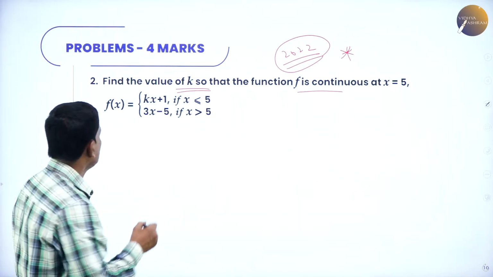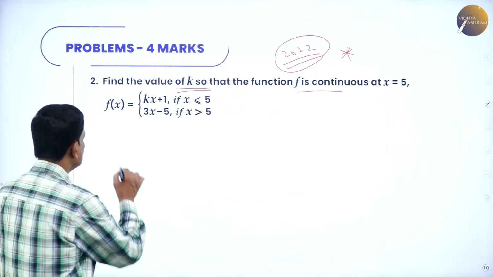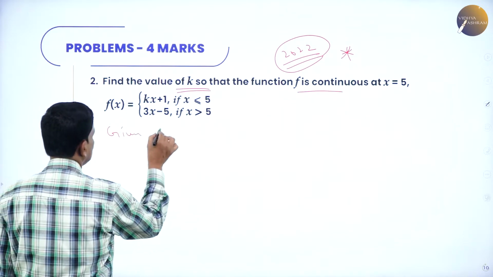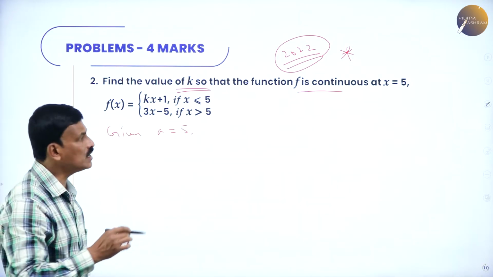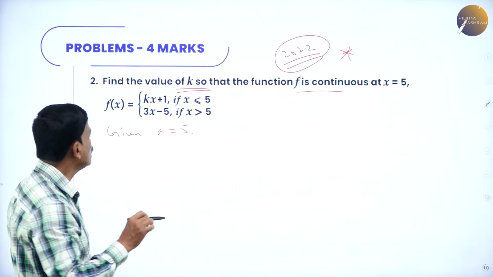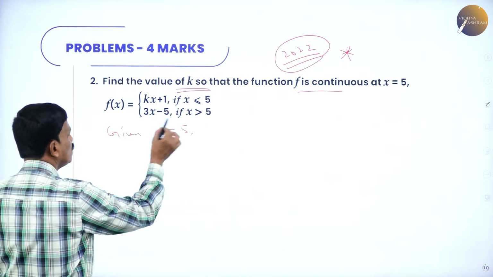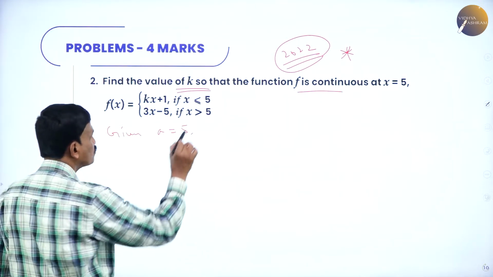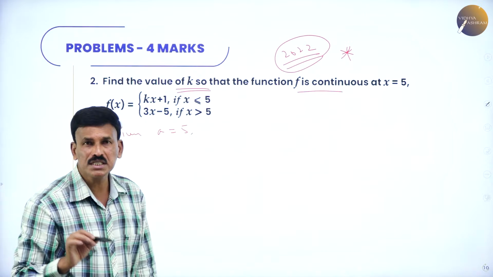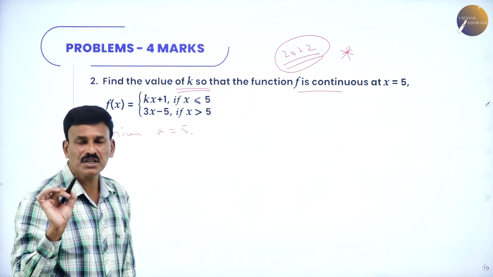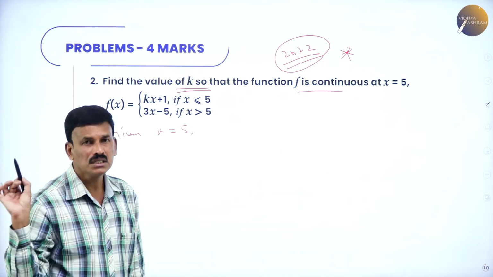Find the value of k so that the function f is continuous at x equal to 5. What is the value given? a is equal to 5. What is defined here? When x is less than 5, f of x is kx plus 1. When x is greater than 5, f of x is 3x minus 5. If x is equal to 5, it is kx plus 1. Since this is continuous, find out the value of k. Just find out the value of left hand limit, right hand limit and functional value. Equate them, you will get the answer.